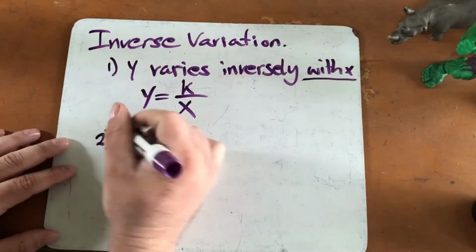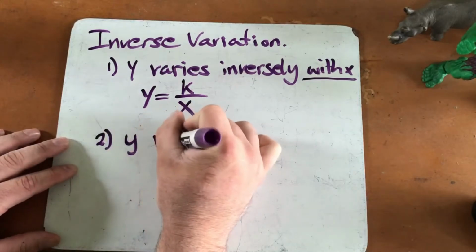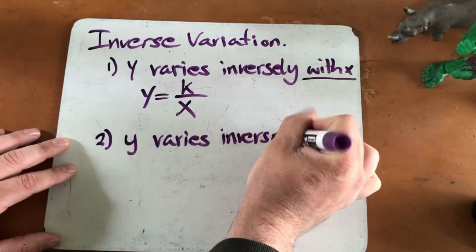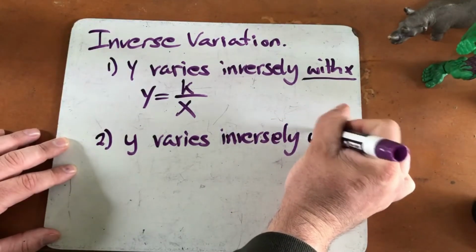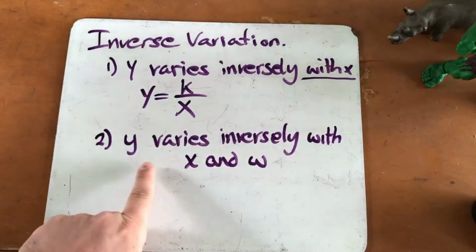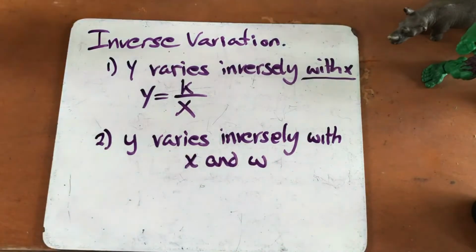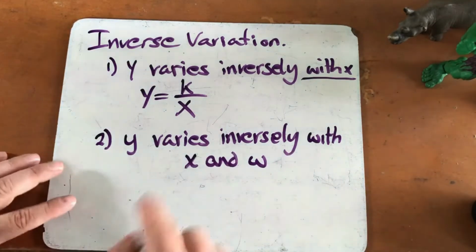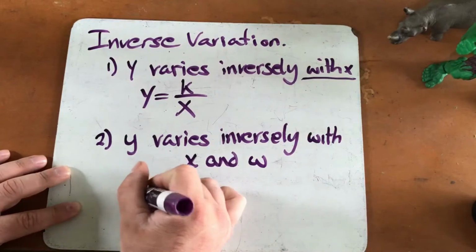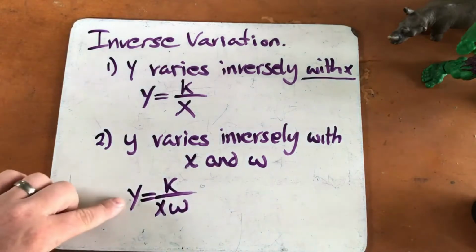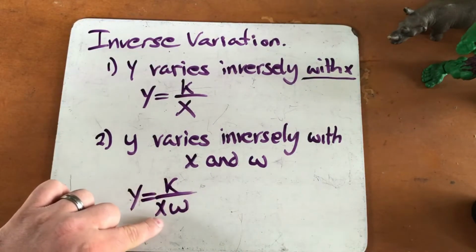All right, for the second one, we're told that y varies inversely with x and w. So notice again it says y varies inversely, so we know it's going to be y equals k over something, and in this case it says varies inversely with x and w. So both of these things get put in the denominator. So y varies inversely with x and w.